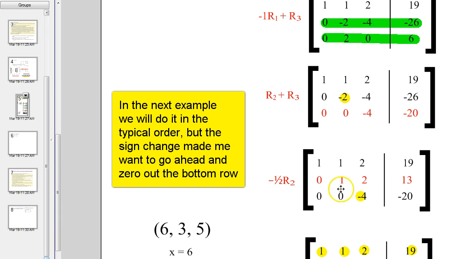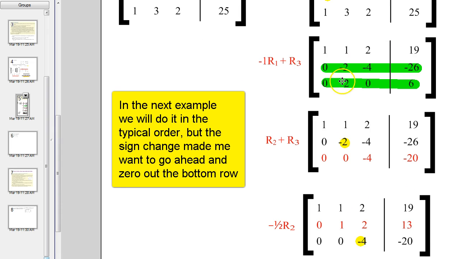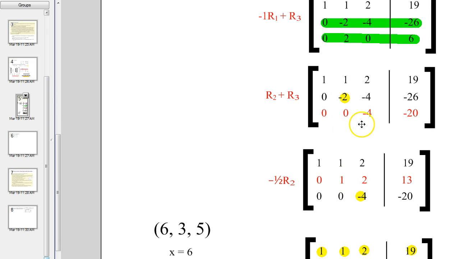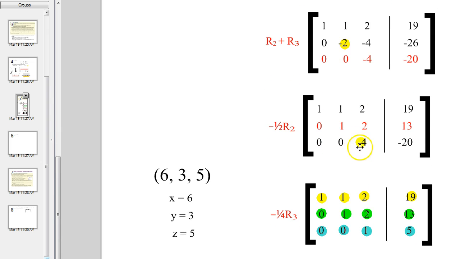All right, and then normally you add down. But if they're opposites like that, it's fine to go ahead and add them together to get a 0 there, then deal with that number. But then finally, the last thing you do is to get this to be a 1. So we multiply by negative a fourth. We got a 1 there. So 1's on the main diagonal, 0's below that, and then work backwards. Work through that backwards to get z, then y, then x.